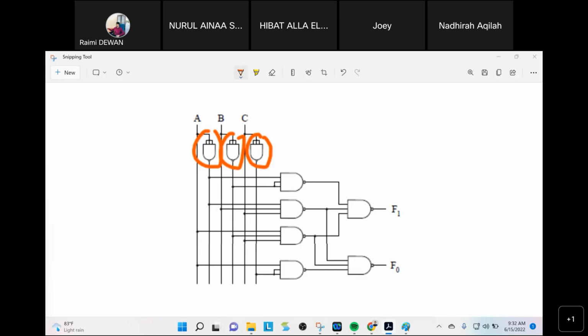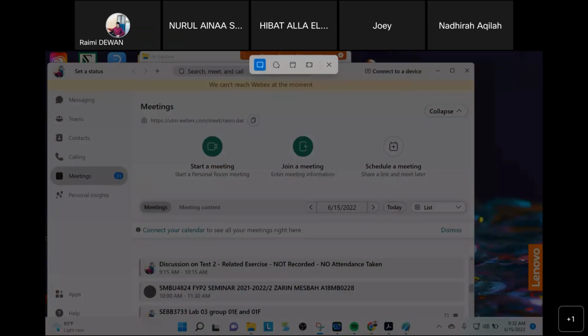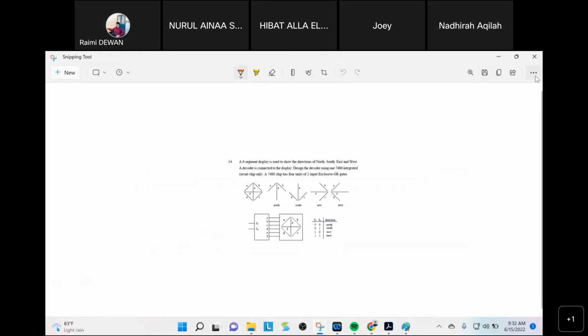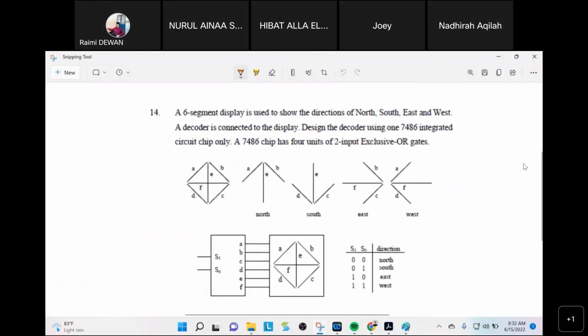Okay, now we go to the next question. It is question number 14. Decoder. So make sure you understand decoder well, everyone. Because decoder and encoder are about the same, but hopefully you understand how decoder operates.